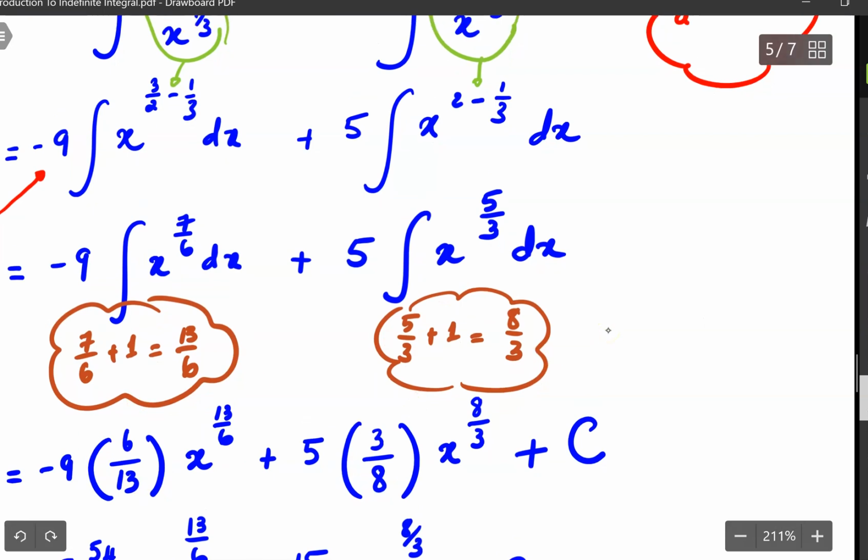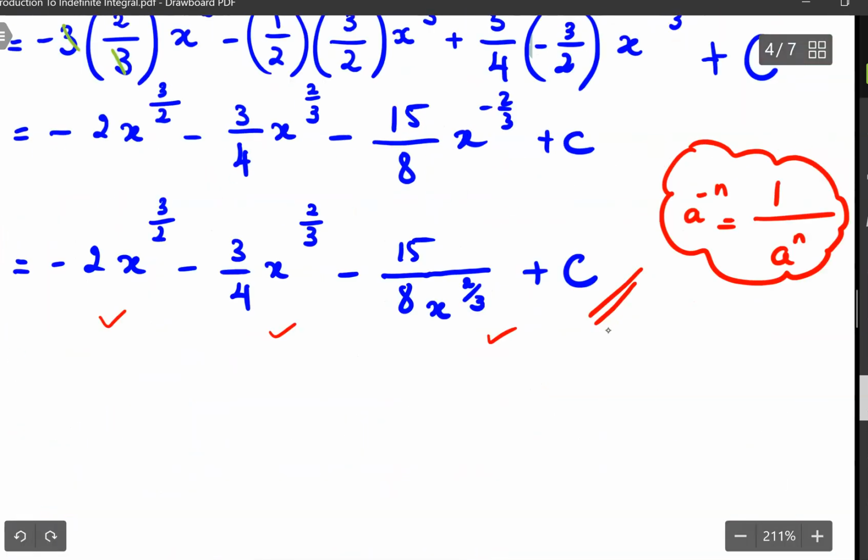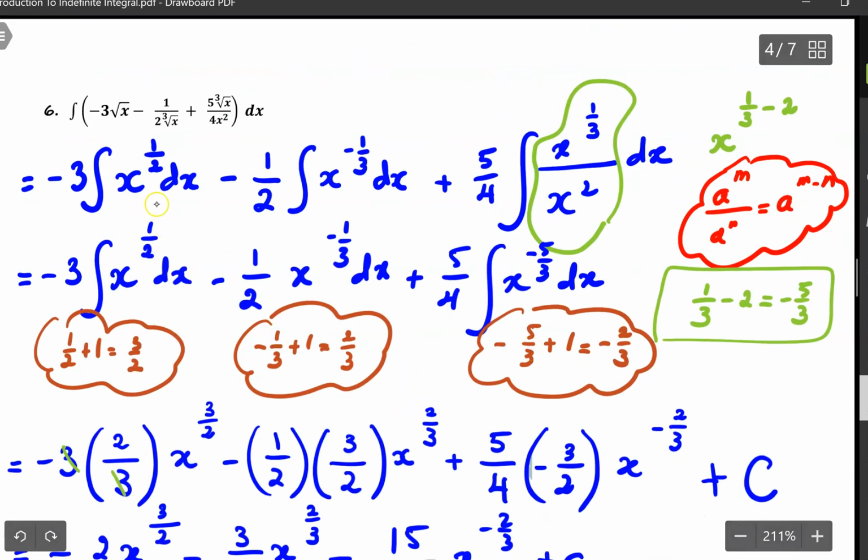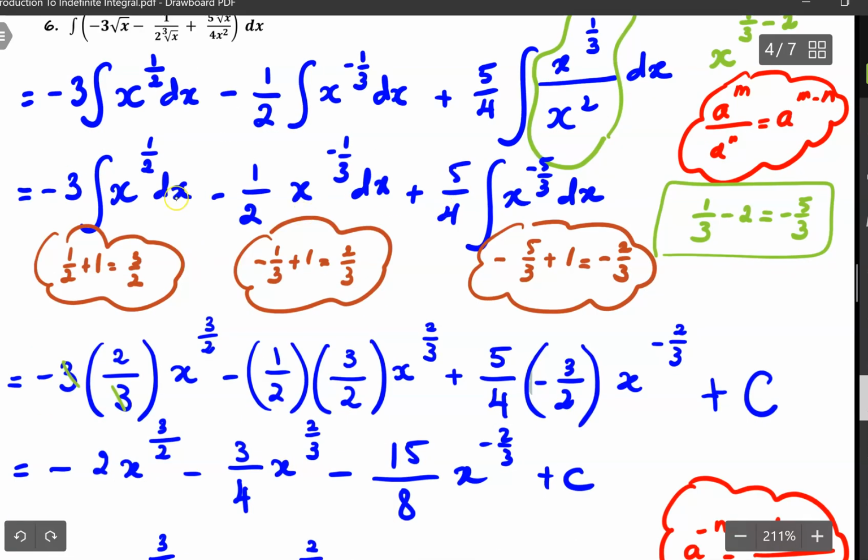So how about number 6? Number 6 is in fact break them into individual integrals. At the same time, bring the constant across the integral sign, and then you simplify your integrand if you need to. You convert your radical into exponents right here, and then after that you start performing the integration by adding 1 to your exponent.